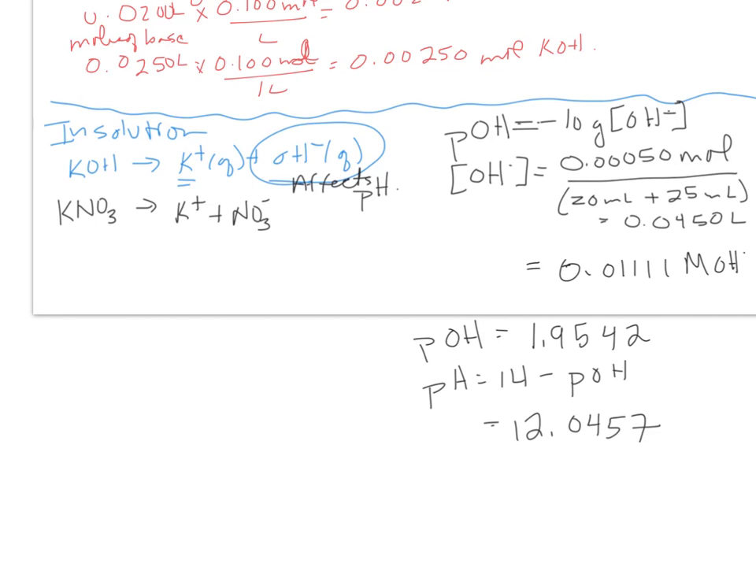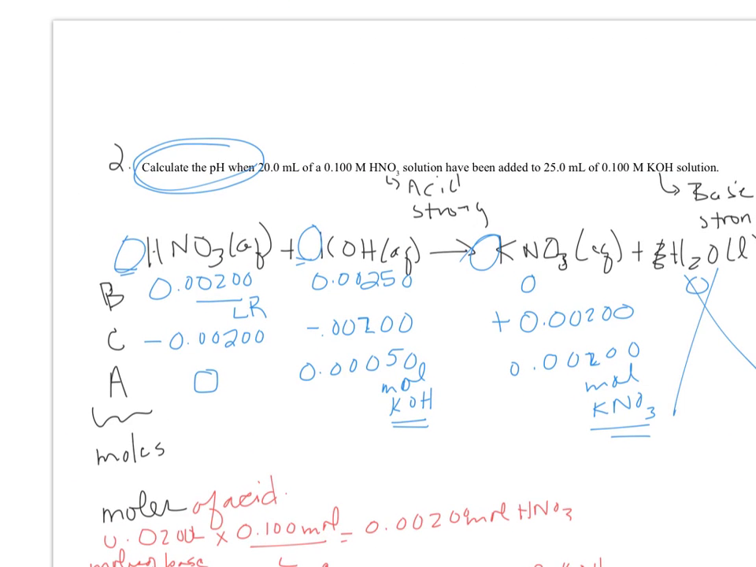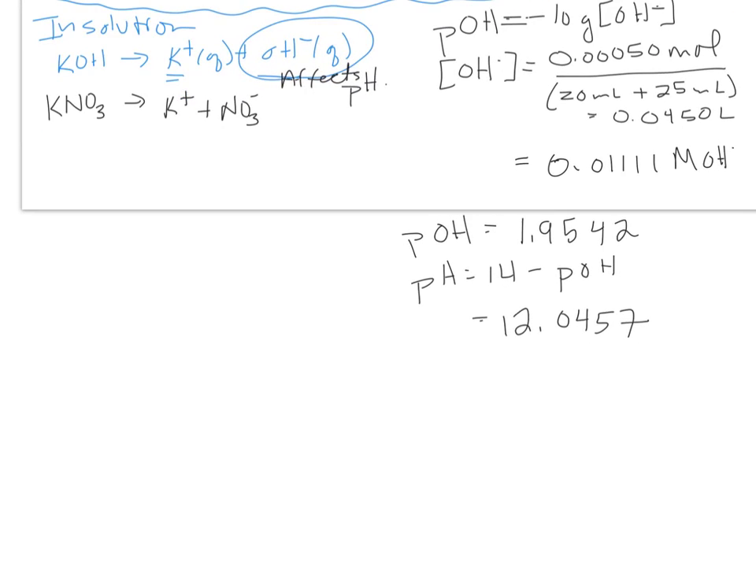Significant figures, if we go back up to the top, see what our given significant figures were. We've got three significant figures, 3 and 3, so my answer should be to 3 significant figures. For a pH, remember it is the number of decimal places behind the decimal point, so my answer should be reported as 12.046. Okay, that's the end of the screencast.